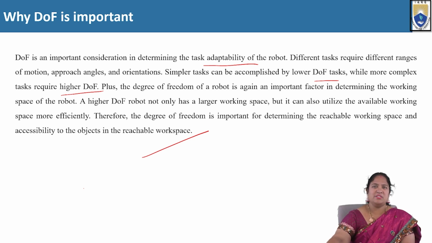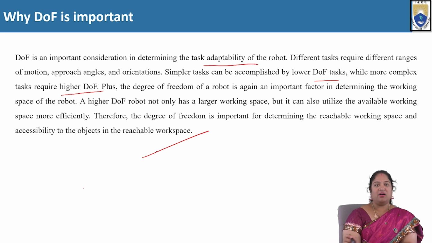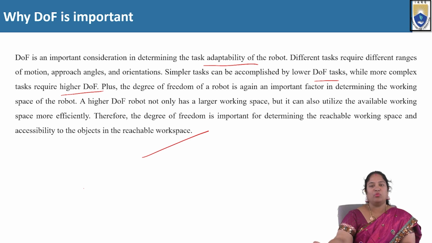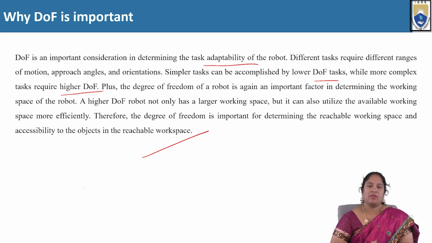Therefore, the degree of freedom is important for determining the reachable working space and accessibility to the object in the reachable workspace. Clear? A higher degree of freedom robot not only has a larger working space, but it also utilizes the available working space more efficiently. That is, when any particular work is to be done with more efficiency and more accuracy, the large scale industries will be using robots with a larger degree of freedom. Clear? Yes, understood about the degree of freedom.